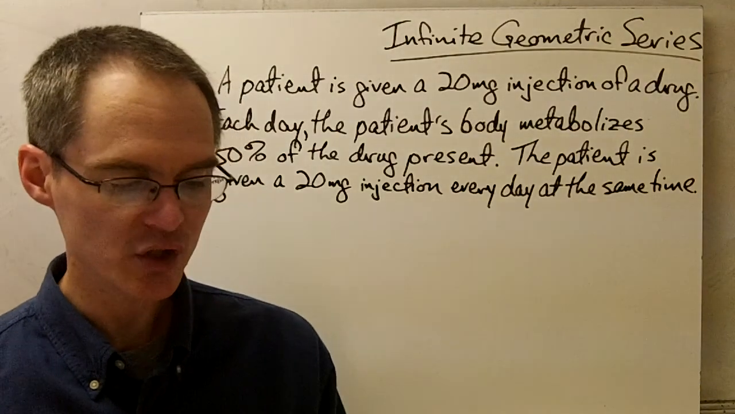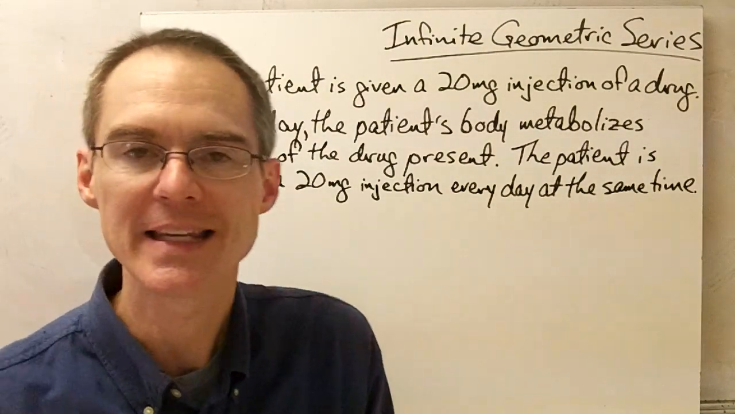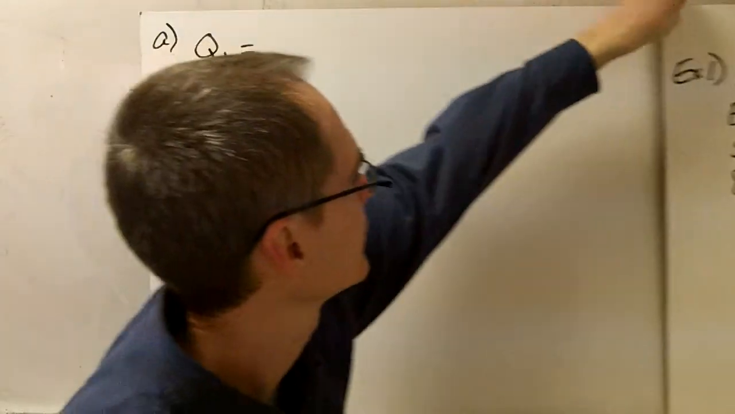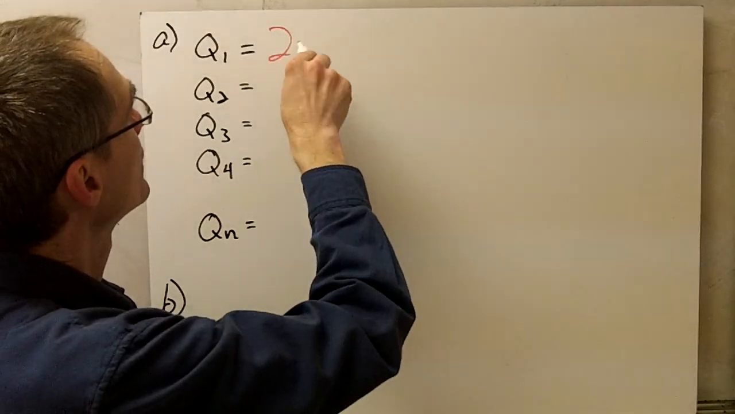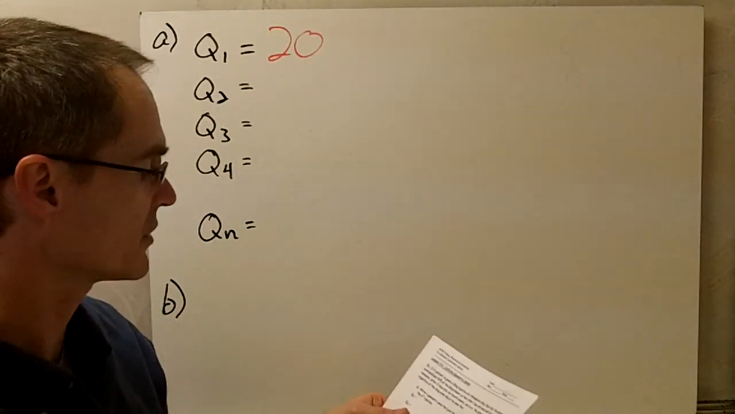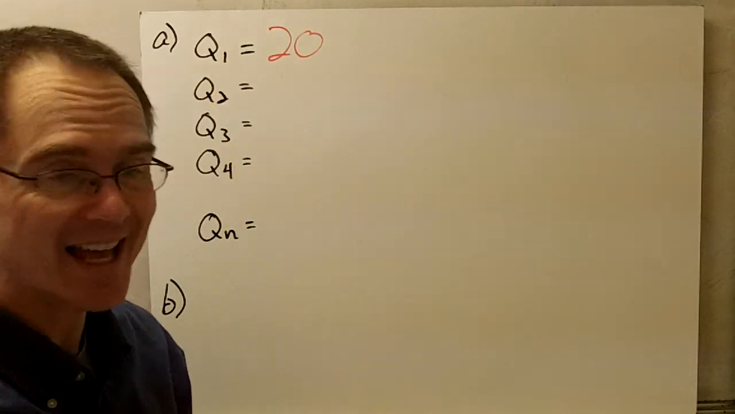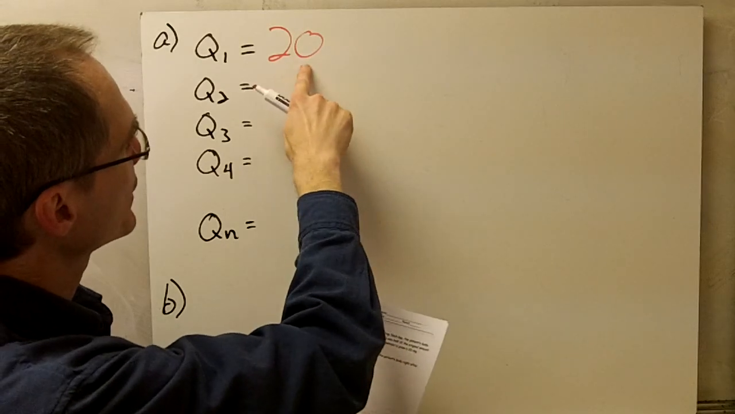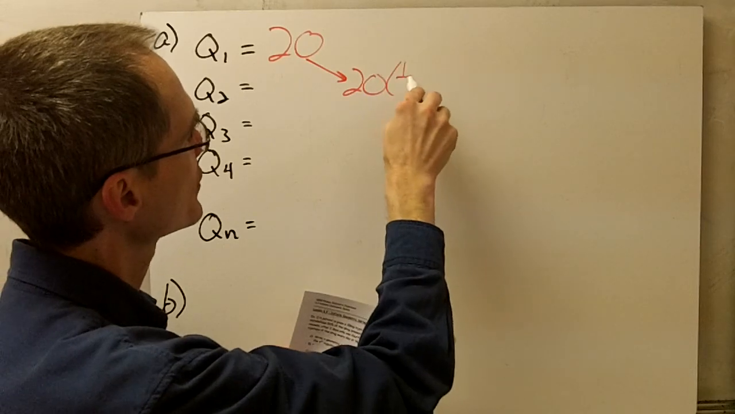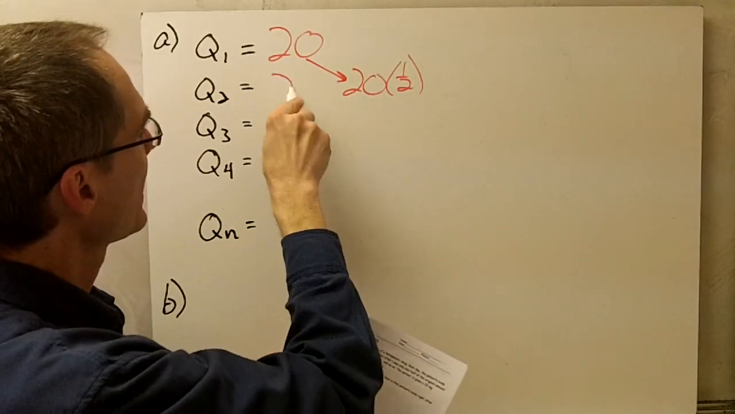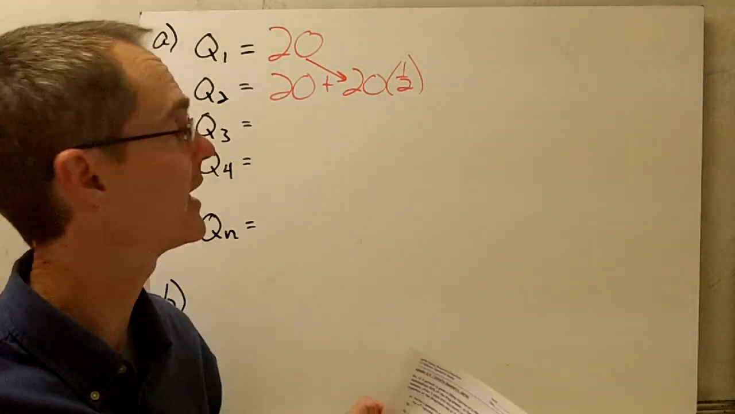And part A says write a geometric series that gives the drug level in this patient's body right after the nth injection. So let's take a look at this. Right after the first injection, there will be 20 milligrams of the drug in the patient's body. After the second injection, on the second day, the amount that was injected the first day is going to become only 1/2 of what it was before. So that's going to be 20 times 1/2. And then we need another 20 to add on. That's the 20 milligram injection for the second day.